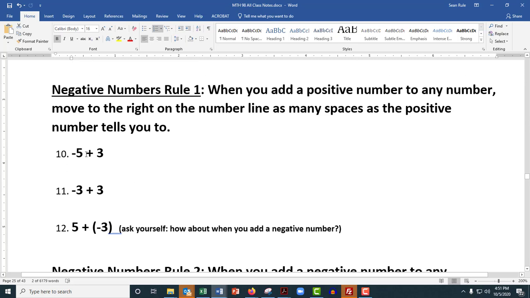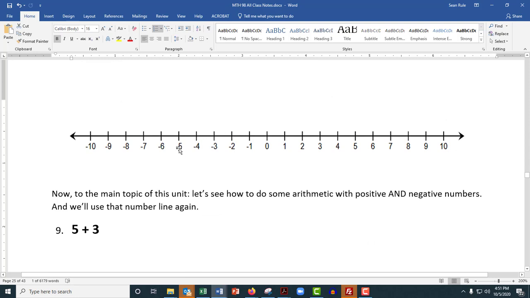So down here, negative 5 plus 3. You're starting with a negative, and that's okay, but you're going to increase it by 3. So you're starting at negative 5, increasing it by 3. Boop, boop, boop. You're now at negative 2. That is larger than negative 5. You did increase what you had.